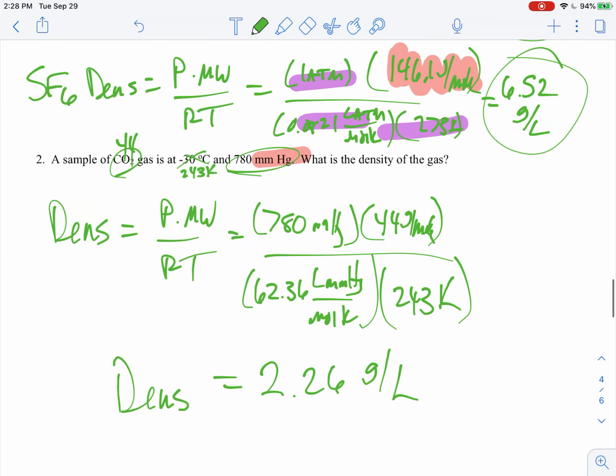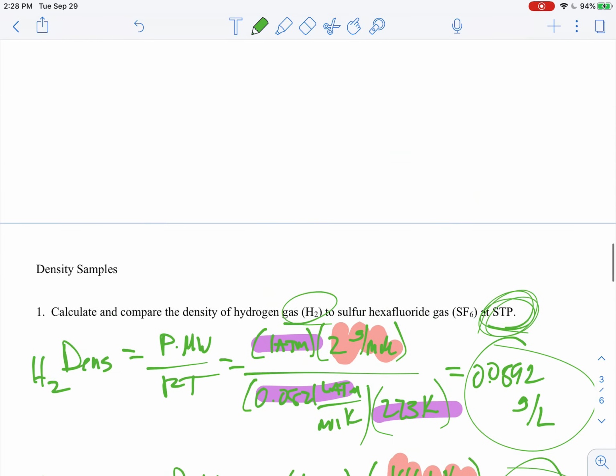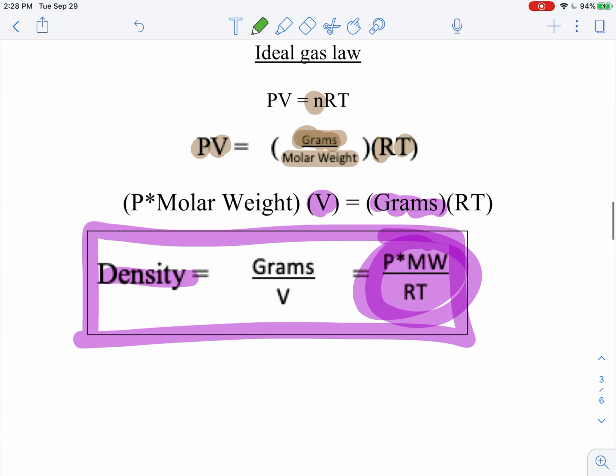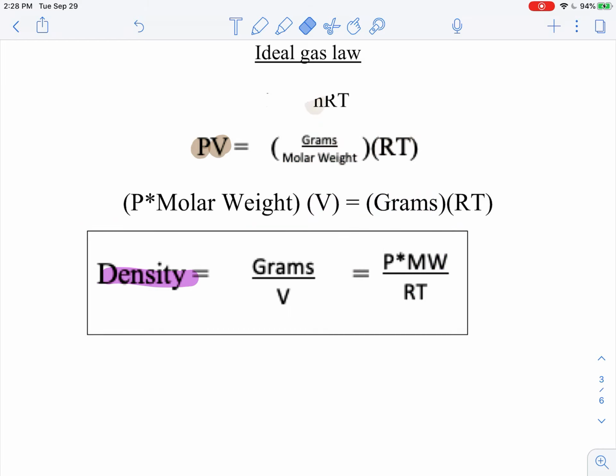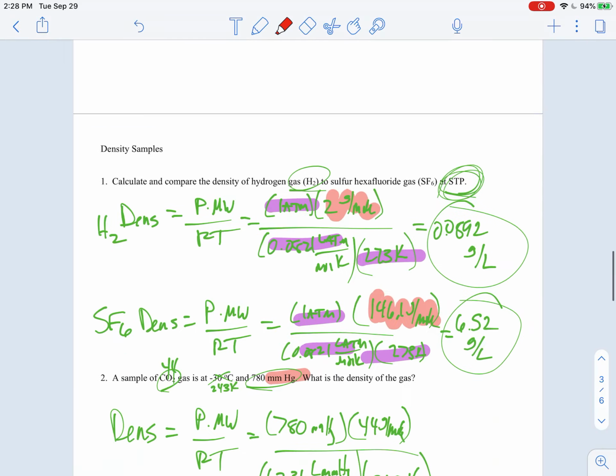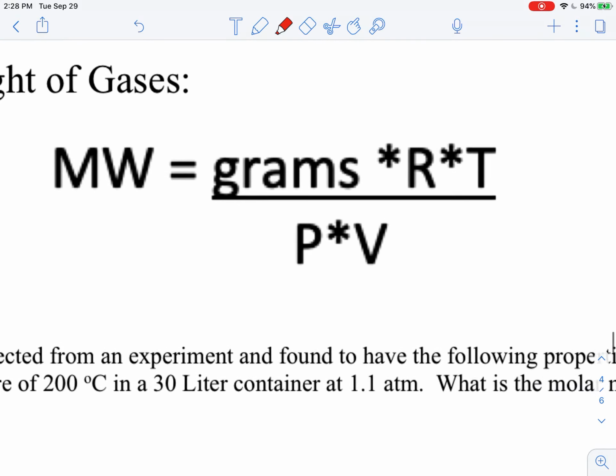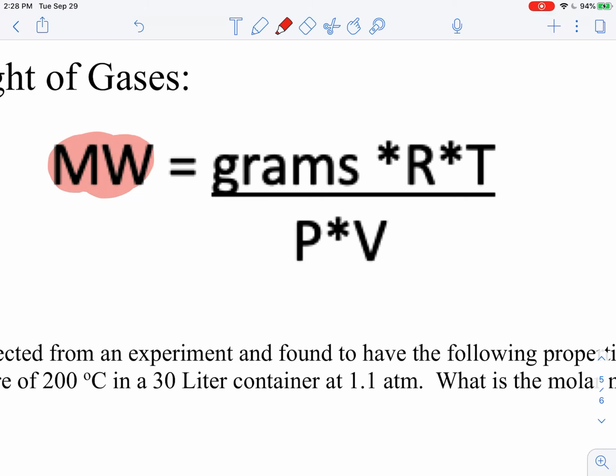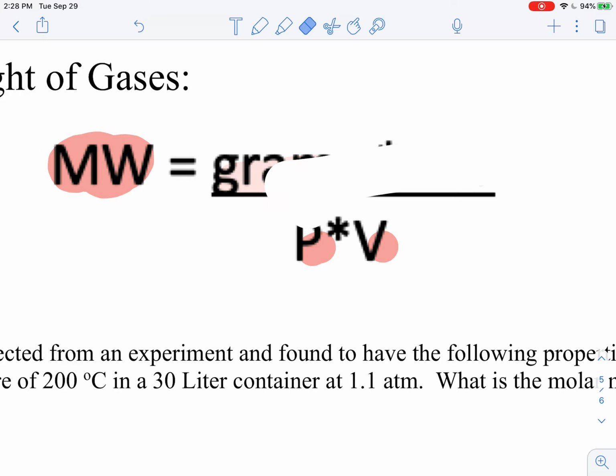All right. What if instead of looking for the density, we are going to go straight towards the other hidden factor in here, which is the molar weight of the gas? What if we don't know the gas that we are interested in? So all we're going to do is take this equation, and instead of solving it for the density, the grams per volume, we're instead going to solve it here for the molar weight. And so if we rearrange this equation, then we get that the molar weight of a gas is going to be equal to the grams RT divided by PV.